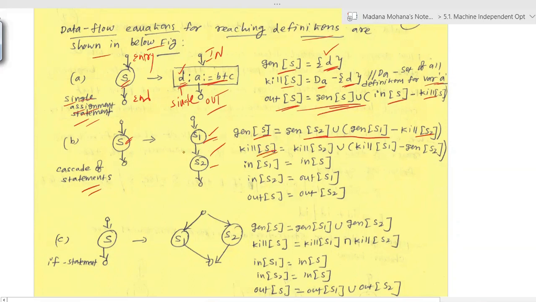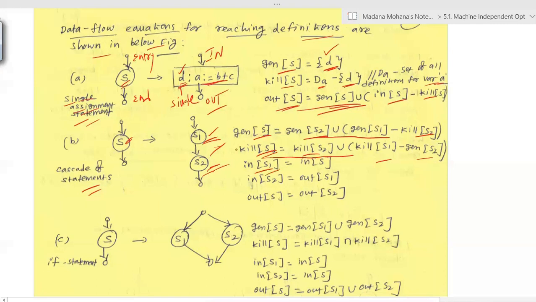Then kill of S, for the entire statement we are finding. First we will find kill of S2 union, then kill of S1 minus gen of S2. These formulas we can remember. These are standard formulas defined. So we have to follow simply.